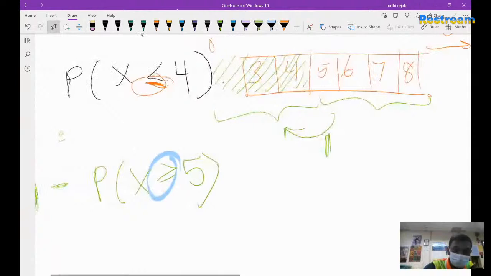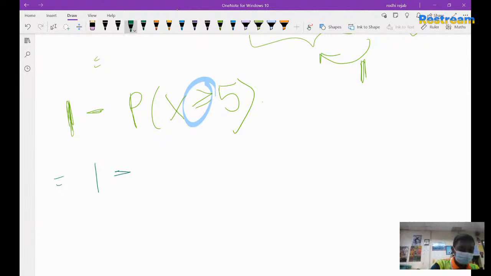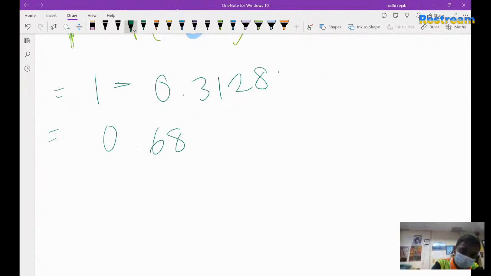So if we do this, 1 minus 0.3128. Make sure you know how to read the table by now. So for the next exam, this will be 0.6872. This is our final answer.